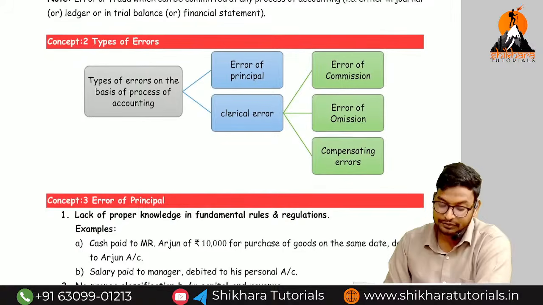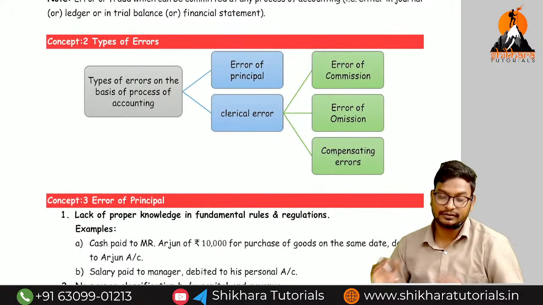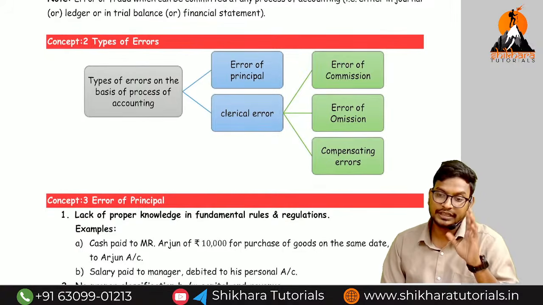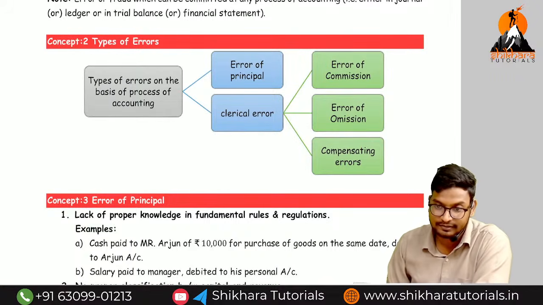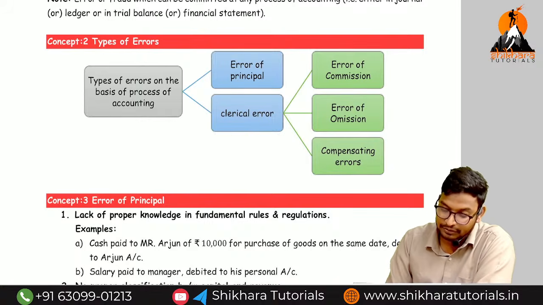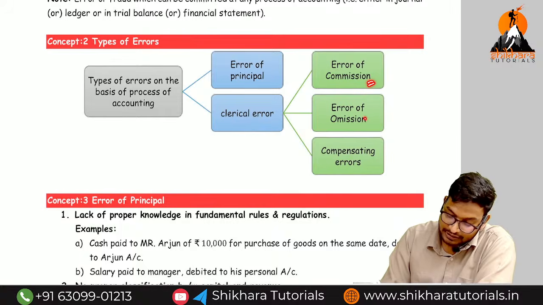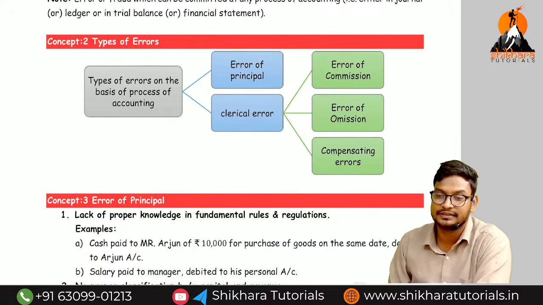Next we are going to discuss how many types of errors there are. There are mainly two types of errors. The first is called error of principle and the second is called clerical error. Again, clerical errors are classified into three types: error of commission, error of omission and compensating error.